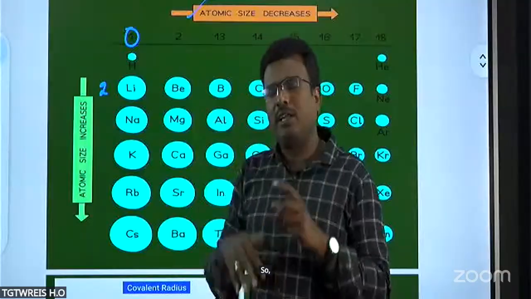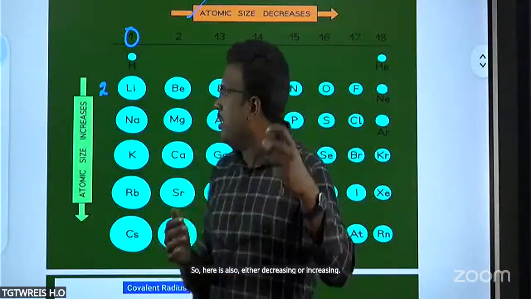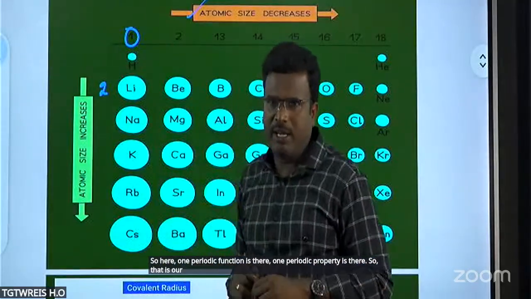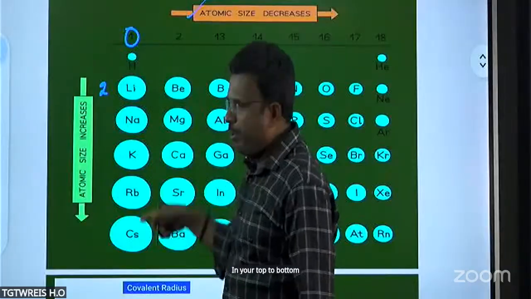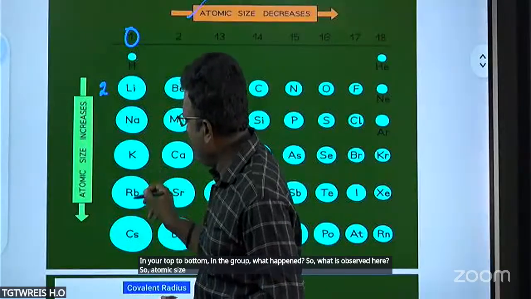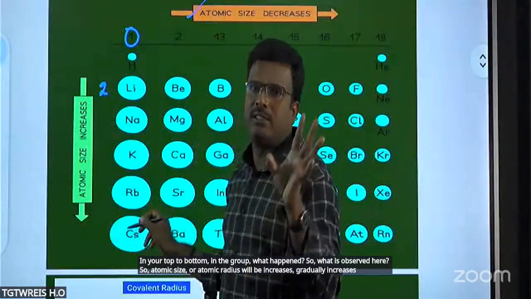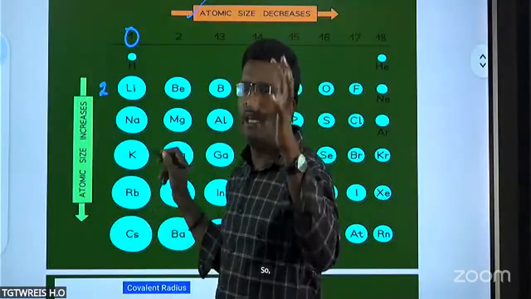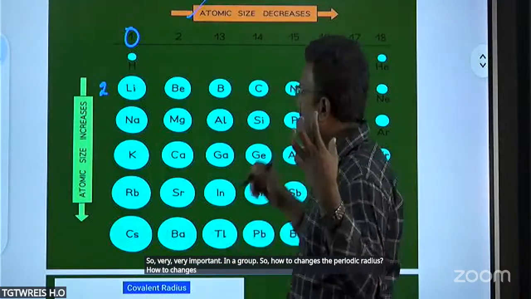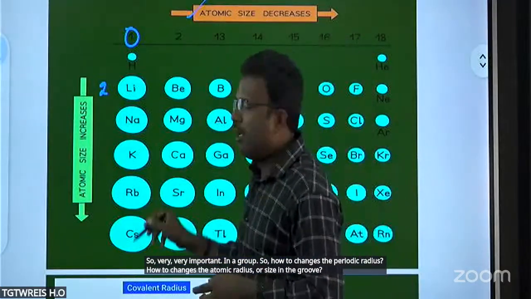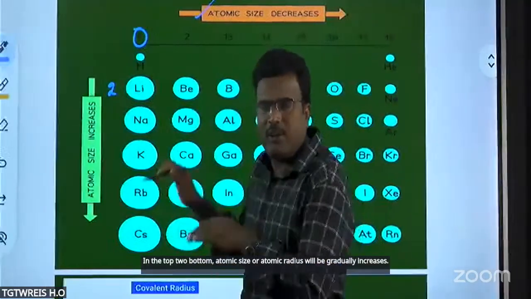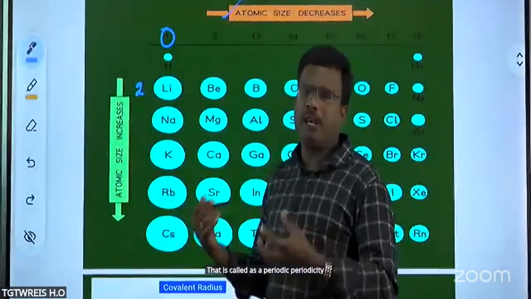So here it is also either decreasing or increasing. One periodic function, one periodic property is there: the atomic size or atomic radius. From top to bottom in the group, what is observed here? Atomic size or atomic radius gradually increases, right? That's all. Very, very important. In a group, from top to bottom, atomic size or atomic radius gradually increases. That is called periodicity or periodic function.